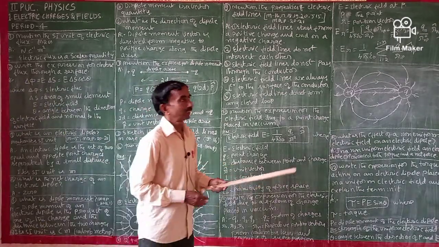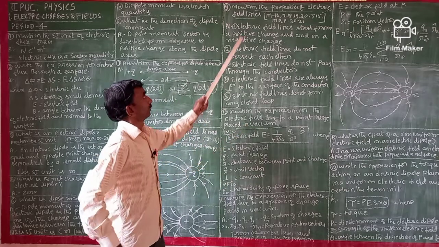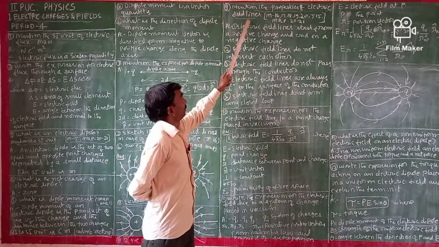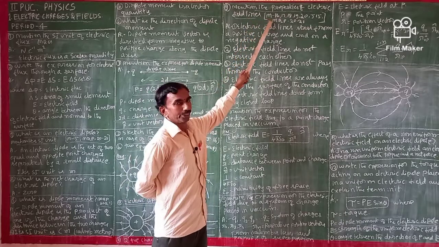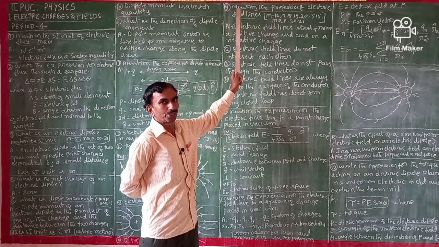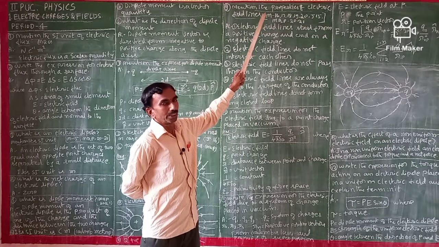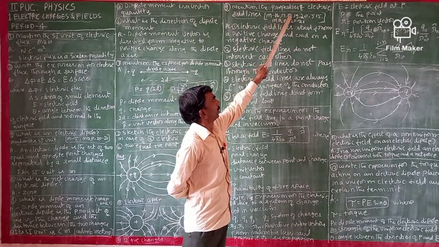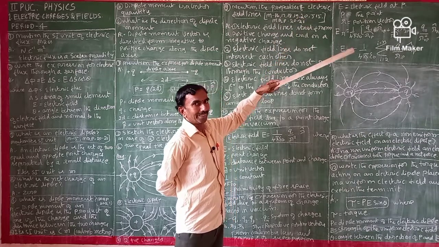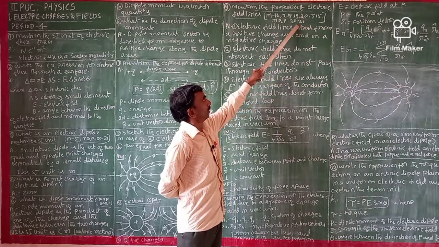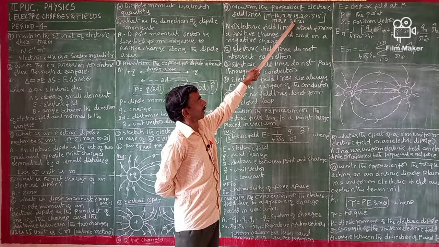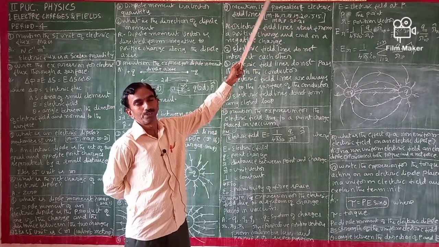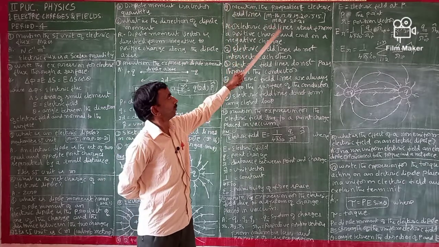And mention the properties of electric field lines. It is a very important question. This is a common question, always asked in the March examination: March 16, 17, 18, 19, 20. In the coming years, 20, 21, 22, 23 also, it is a very common question.